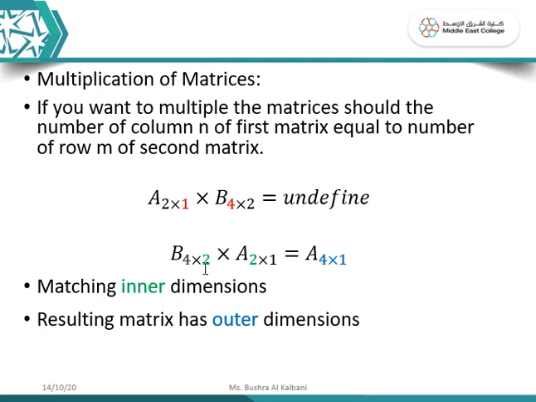Here, the column of A is equal to 2 and the row of B is equal to 2. That means the size of the result will be 4 by 1.